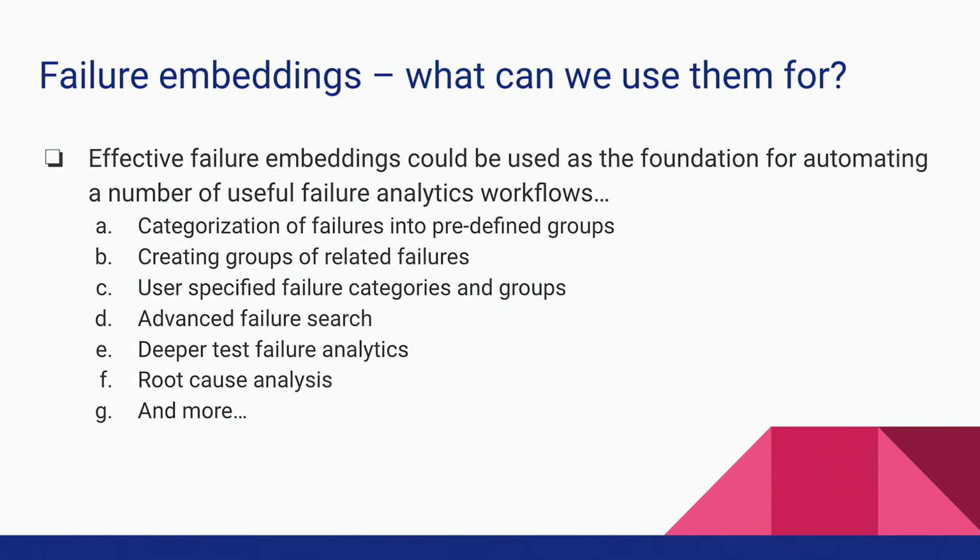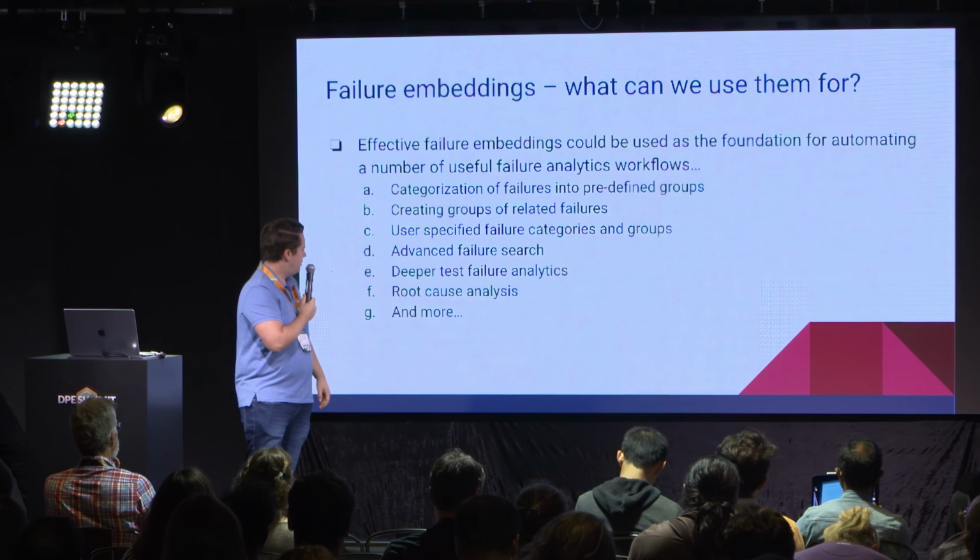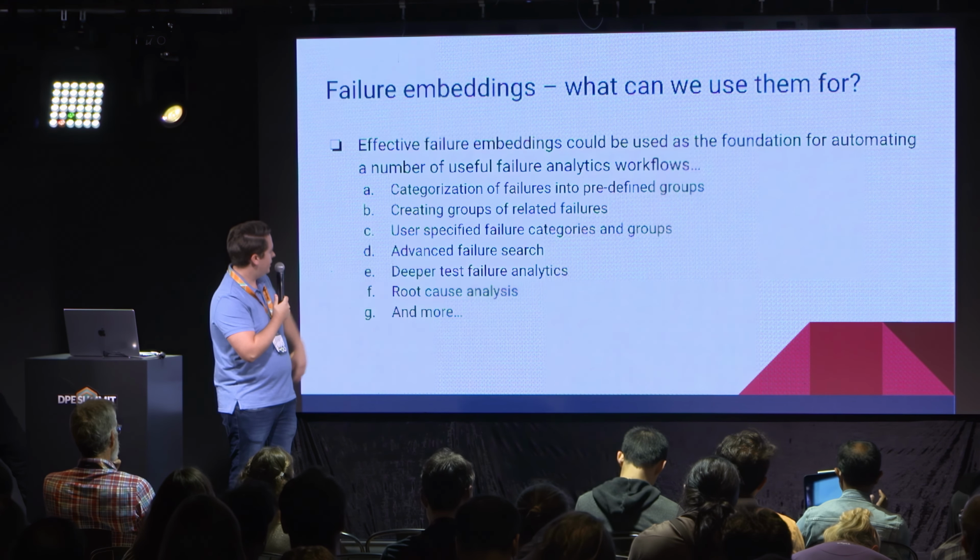You can use these atomic embedding pieces, aggregate them together, and, for example, categorize failures into predefined groups. You can find groups of related failures. You can allow users to say, hey, I want all of the test failures that were caused by this specific thing, and write that out in just human text and be able to pull back related build failures from a vector database. You can get much, much deeper test failure analytics from that.